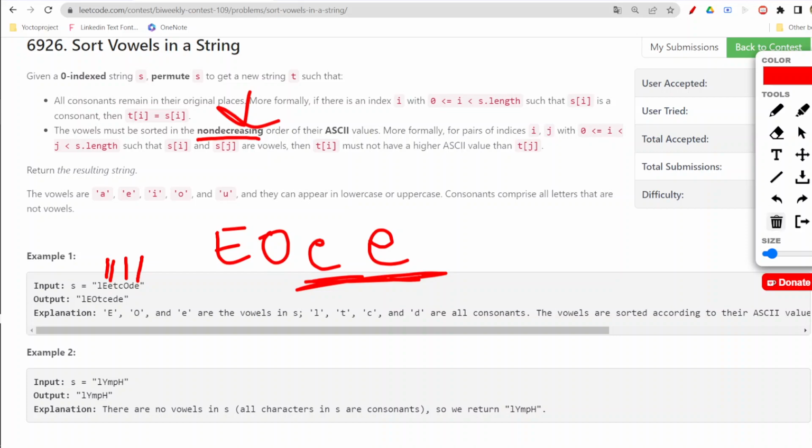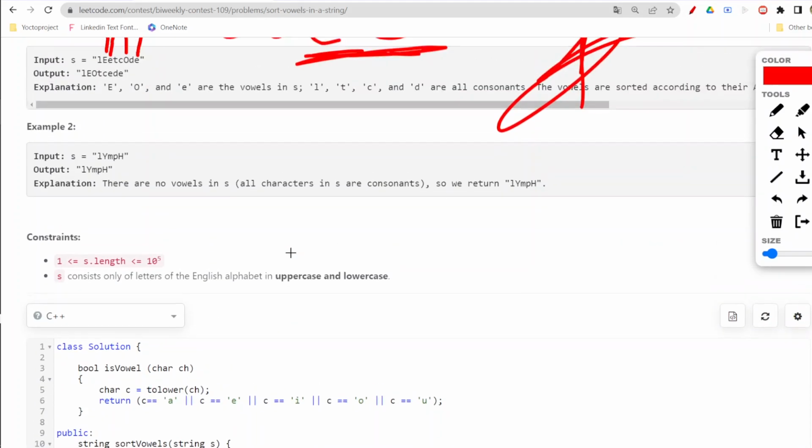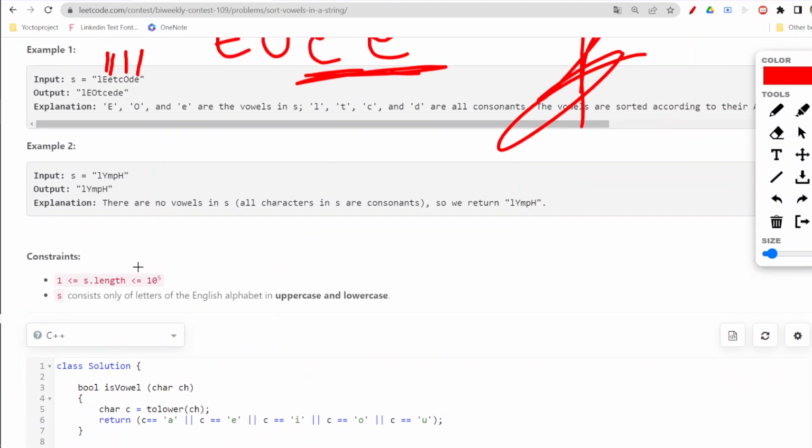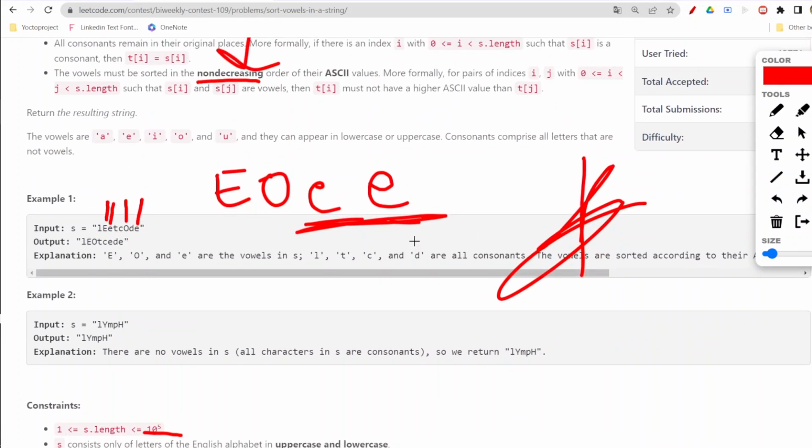So let us go ahead with this. But before that, let us check the constraint for this question. The constraint is up to 10 raised to 5, so as per this, we can only go ahead with an n or n log n solution. Let's see how we will be doing this question.